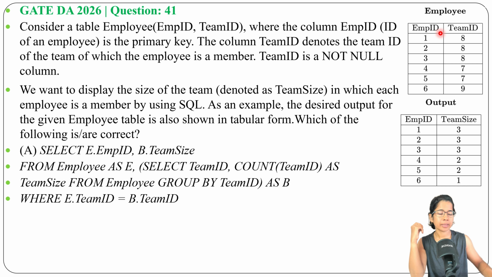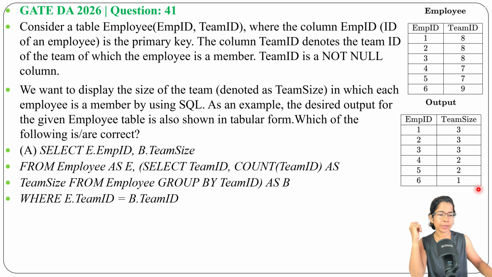Here employee ID is the primary key. The column team ID denotes the team ID of the team of which the employee is a member. Team ID is a not null column. We want to display the size of the team, denoted by team size, in which each employee is a member by using SQL. As an example, the desired output for the given employee table is also shown in tabular form. Which of the following is or are correct?